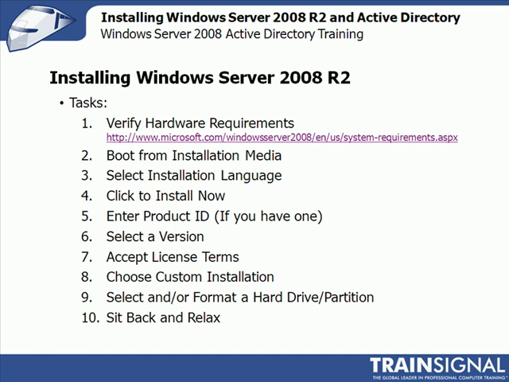The next thing we'll be asked for is to select a version of the operating system. So we need to decide whether we want Standard or Enterprise or Datacenter or Web edition, depending on what version we have. We'll need to check a box saying we accept the license terms. We will then need to choose custom or upgrade, and in this case it'll have to be custom because this is a blank machine. We're not upgrading. We'll talk a little bit about upgrading later on in this course. We then need to select and/or format a hard drive or partition. And then from there, we sit back and relax and just let the installation happen. There's not a lot to this installation anymore.